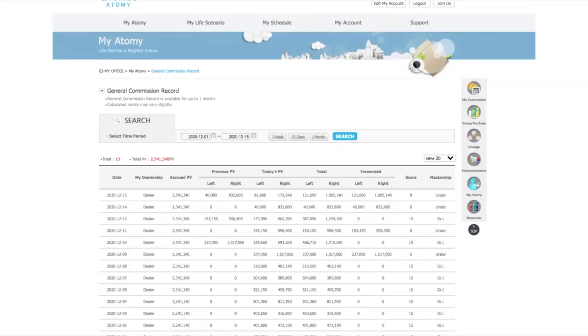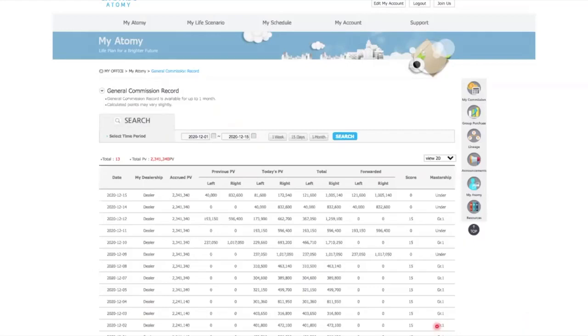So for just training purposes, I went back from December 1st to December 15th, and this is what the commissions look like. You can see here on the 1st, the 2nd, the 3rd, all the way to the 15th, every day that I had a grade 1, which means that I had 300,000 PV on my left side and 300,000 PV on my right side minimum.